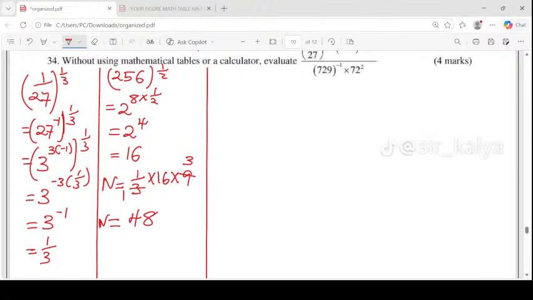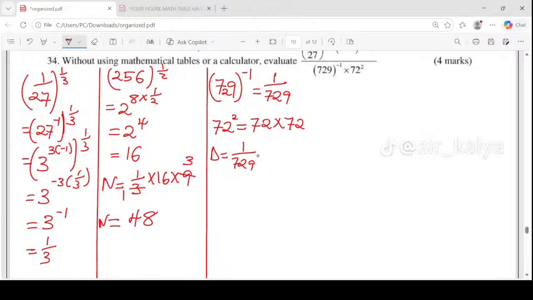Let us see the next side, the denominator. I'm having 729 raised to power negative 1. So this is just like saying 1 over 729. Then I'm having 72 squared. You know 72 squared is just like saying 72 multiplied by 72. Then my denominator will be 1 over 729 times 72 squared, which is 72 times 72.